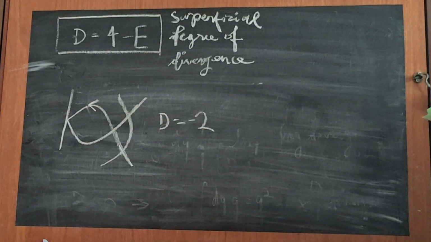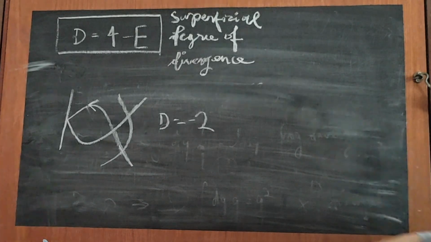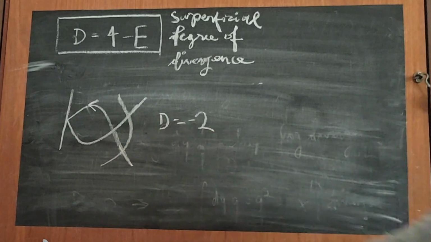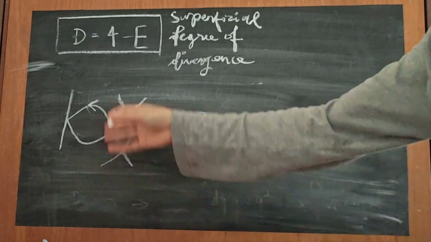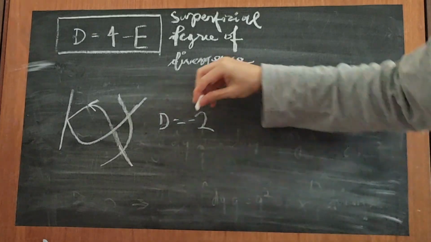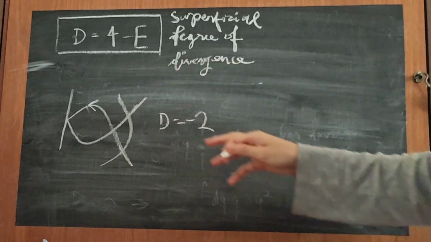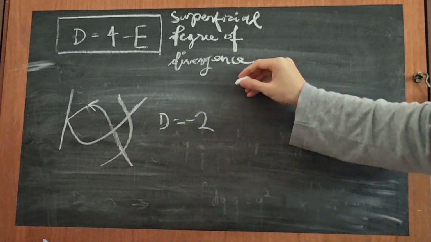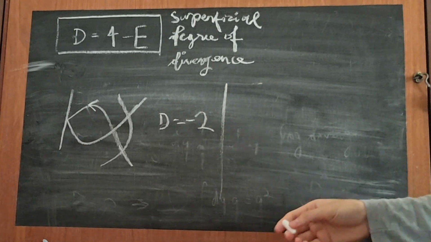So what's going on? Well, the issue is that while the diagram doesn't look divergent, it actually is divergent. So that's why we call it superficial. So even though the degree might suggest it's not divergent, it might be divergent. So how can we fix this? Well, we shall fix this by considering another scenario.